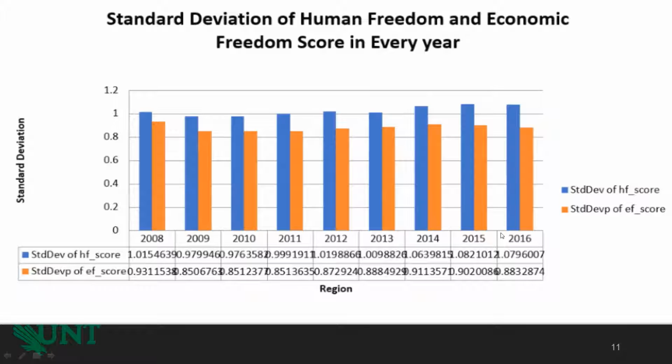So through this, we can predict what would be the 2017's human freedom score, like how much variation it would have. We could predict this using standard deviation.